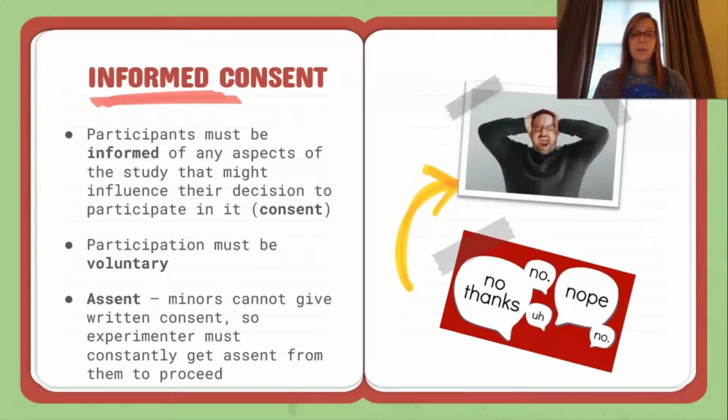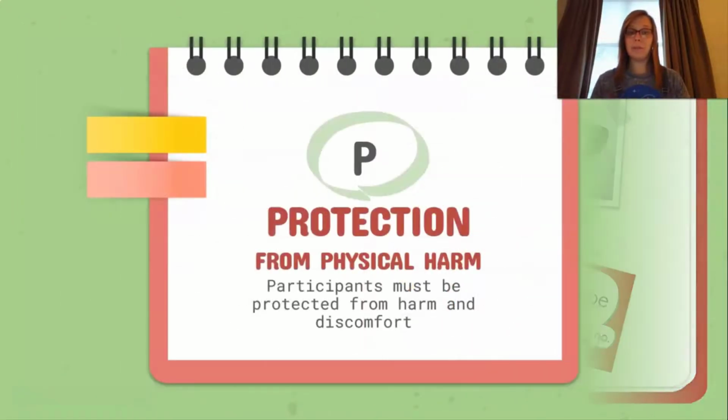And for minors who cannot give written consent because they're not old enough, the experimenter can still study minors, but they have to consistently ask for assent from the minor to continue to proceed throughout the experiment. So they stop incrementally and ask for that assent continuously, and at any point, if that assent is not given, they will stop the experiment.